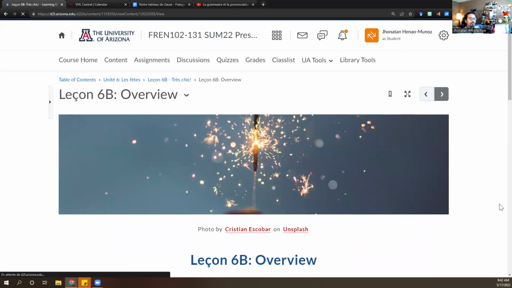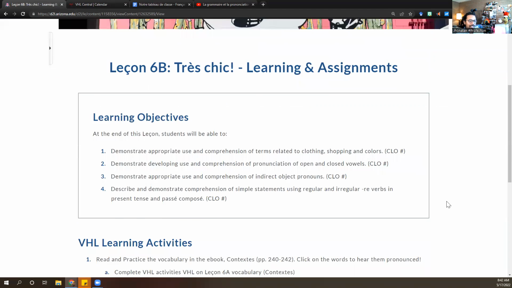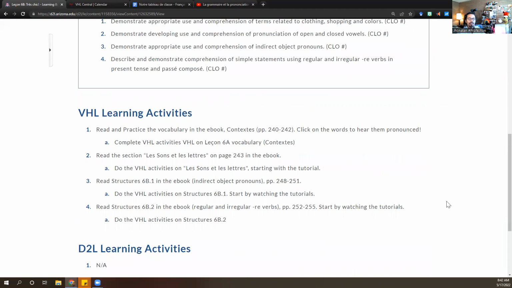Then we have the learning activities. So, these activities, basically, again, you have to read some pages of the VHL ebook or textbook if you have the physical one, and then you're going to complete some activities on VHL. So read and practice the vocabulary, then complete the vocabulary activities.